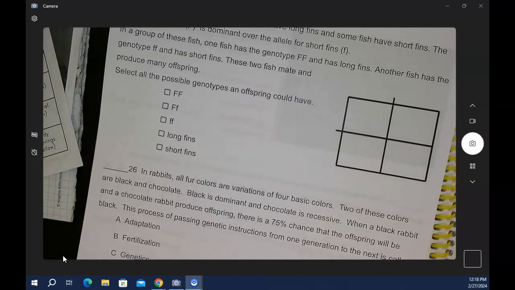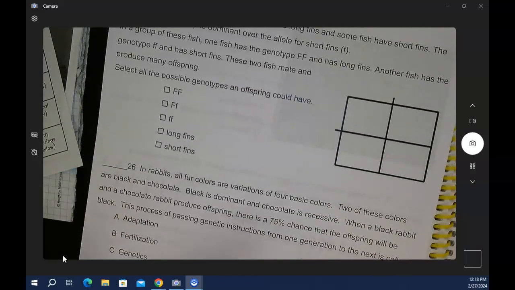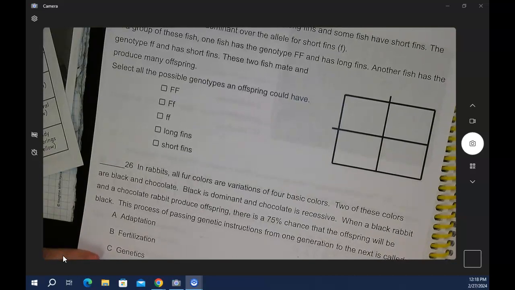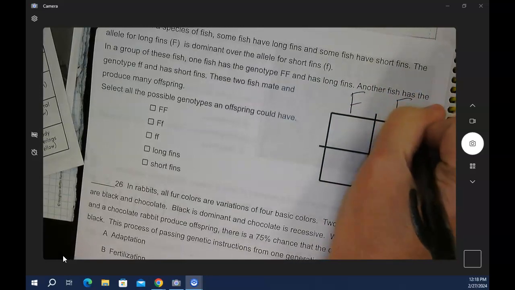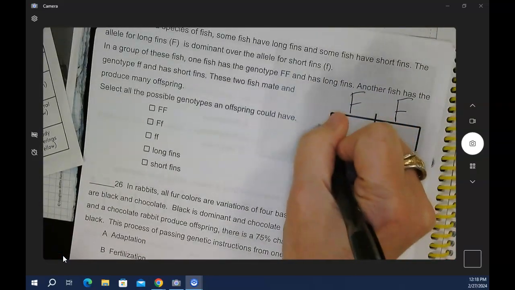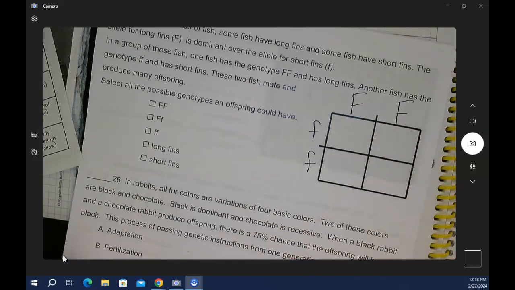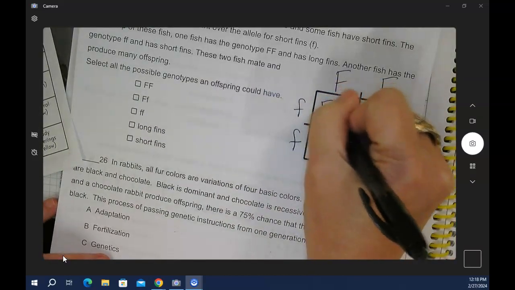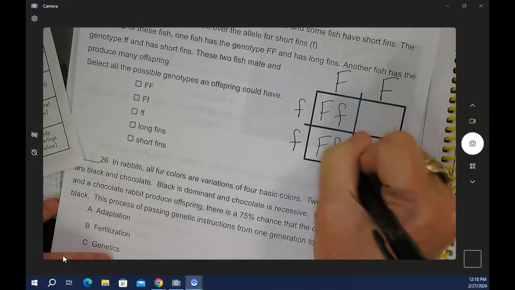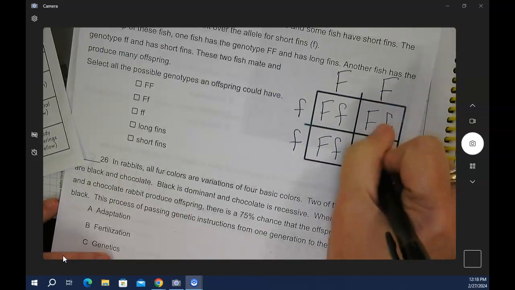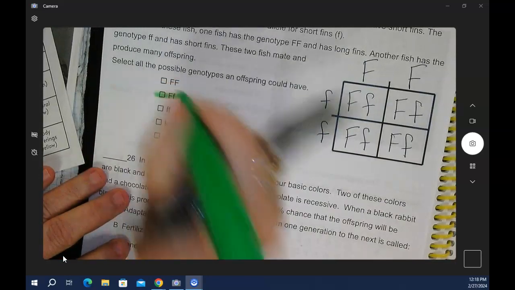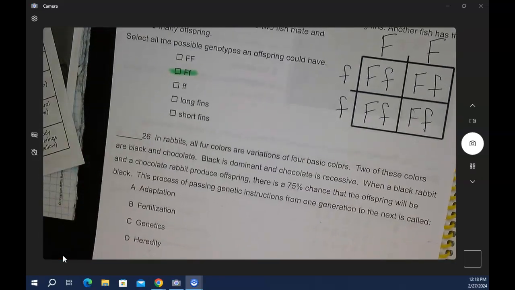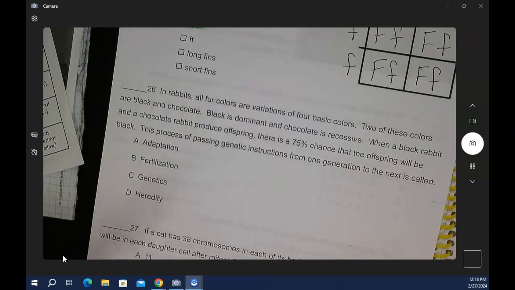In a species of fish, some of the fish have long fins and some of them have short fins. The allele for long fins, capital F, is dominant over the allele for short fins. In a group of fish, one fish has a genotype of capital F, and has long fins. The other one has a genotype of little f, and has short fins. These two fish mate, and they produce many offspring. Select all of the possible genotypes this offspring could have. All of these have that genotype. Heterozygous.